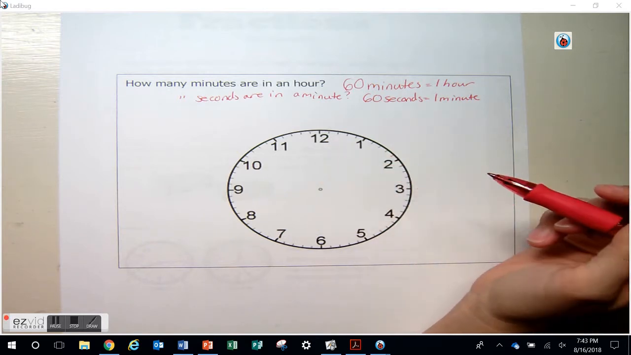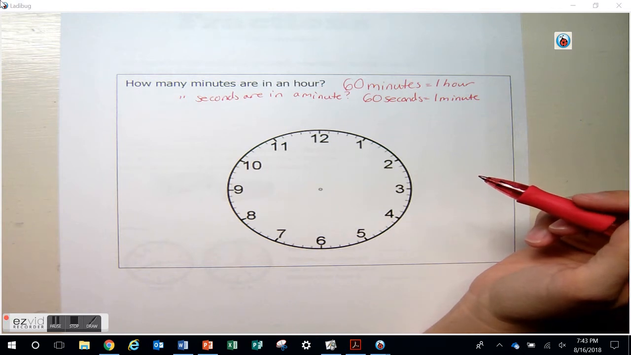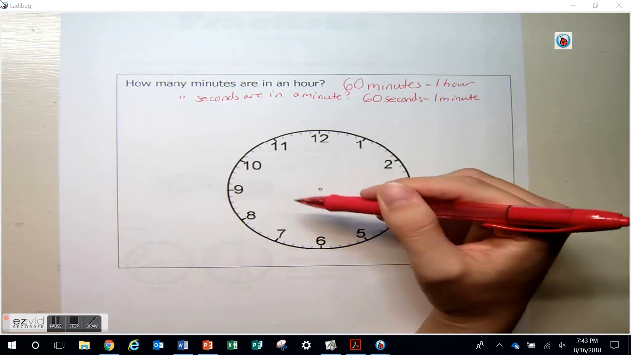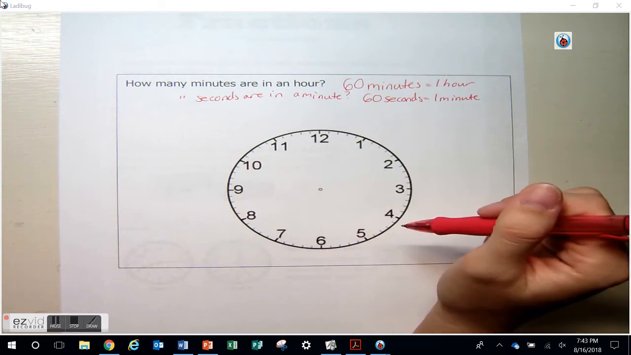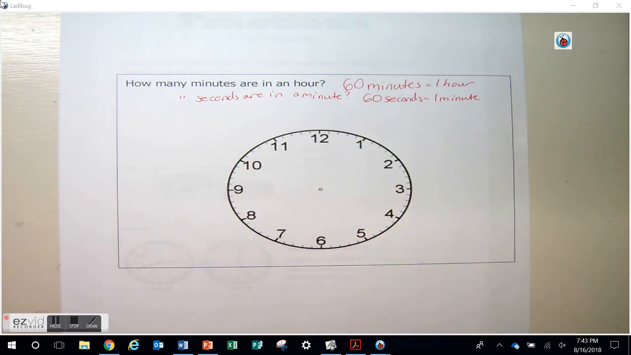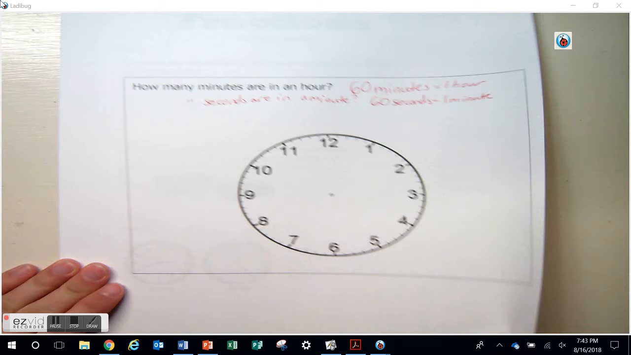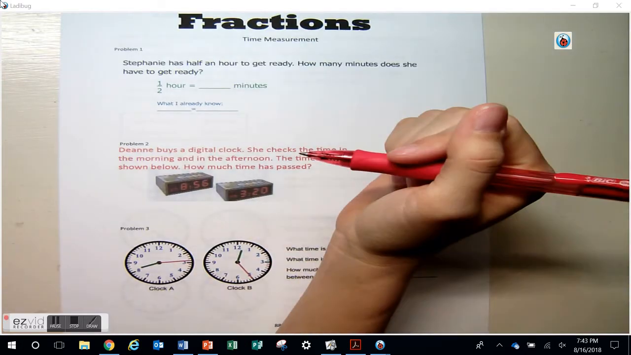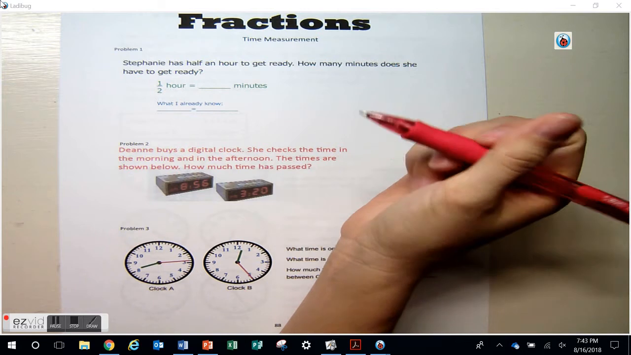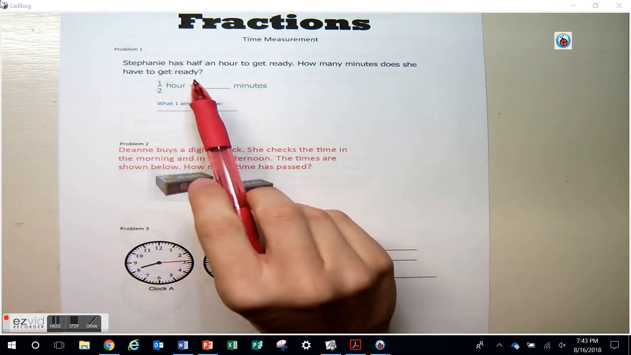Seconds are shown on a clock typically by a red hand, and it moves very quickly around. It goes around this whole thing in a minute. So now that we've reviewed that a little bit, let's go ahead and work on some conversions.